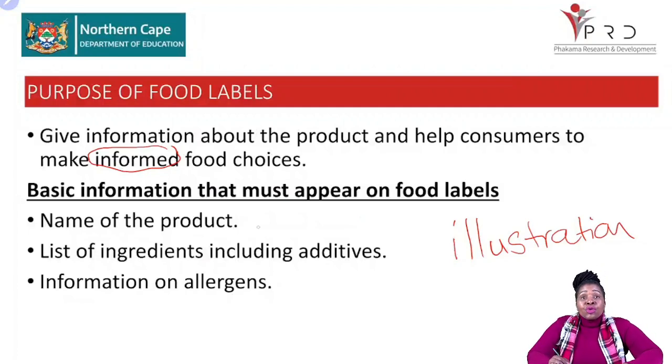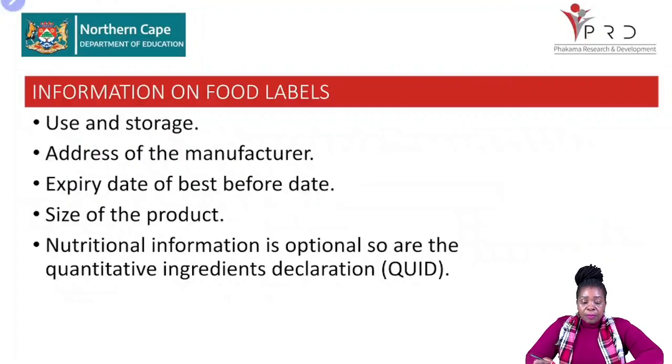We also expect to see the list of ingredients, which ingredients are used in that particular product, including the food additives that we talked about in the other lesson. And then also the information on allergens. The packaging will say allergens, and then underneath maybe they would say soya beans, or gluten, or milk. And the other information that is found on the product is the use and storage, how you're supposed to use the product and how you're supposed to store it.